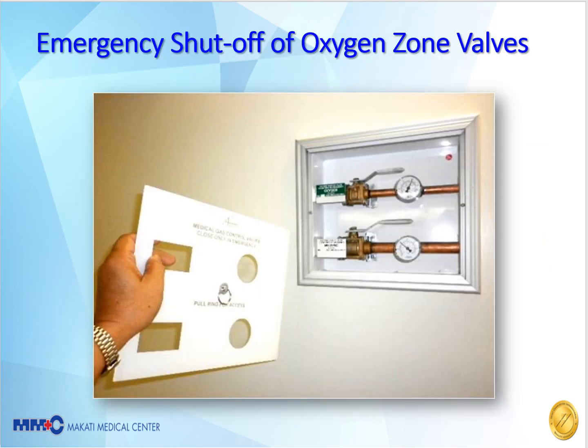The floor brigade manager has the authority to order closing or shutting off the oxygen zone valves in the event of a fire emergency that would potentially allow oxygen to escape into the immediate area or room, thus intensifying the fire hazard in the respective area of responsibility.